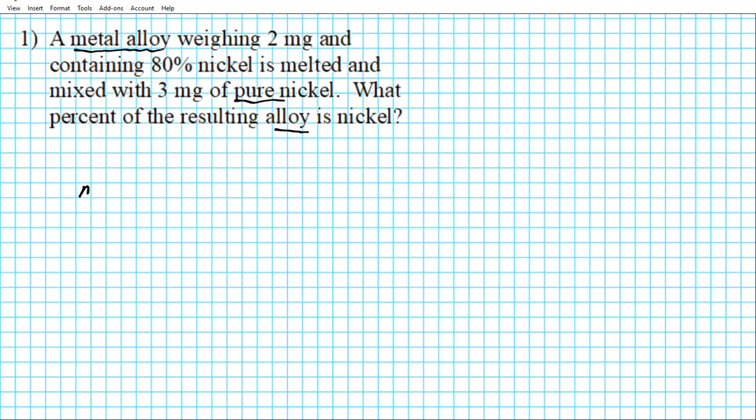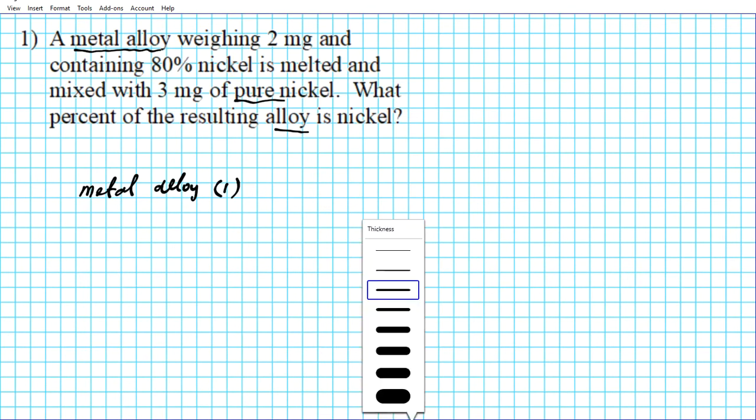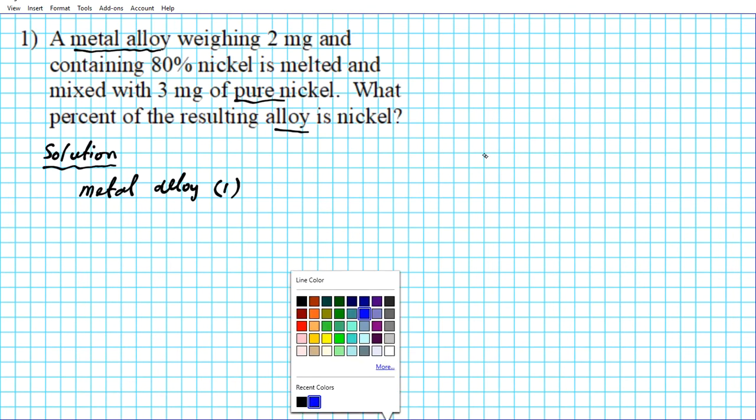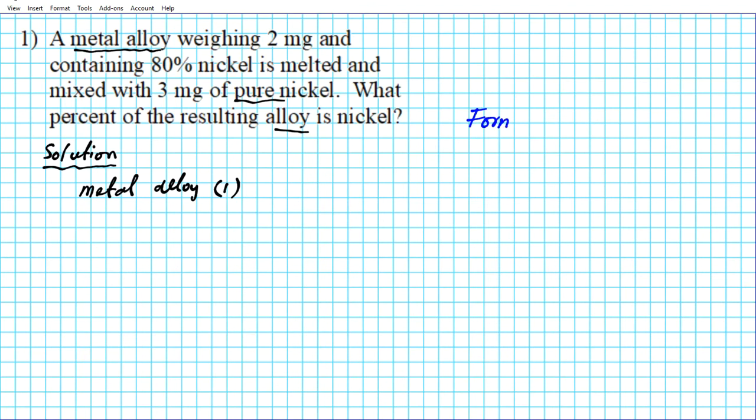So the metal alloy is going to be 1. Let's write down the formula first before we get started with the problem solving process. Hopefully you remember what the formula is. If you don't, here it is: C1V1 + C2V2 = C3V3.